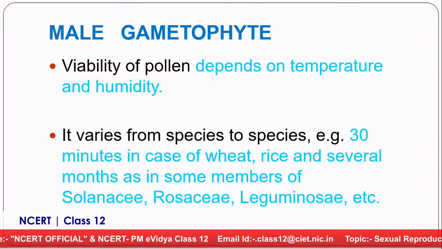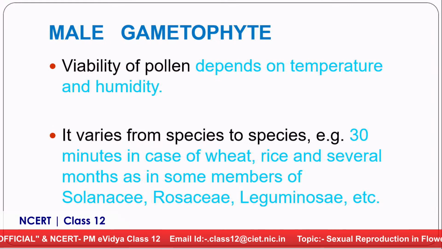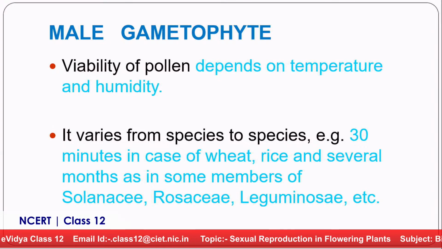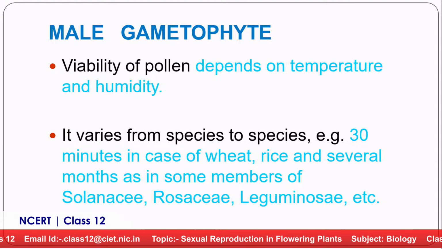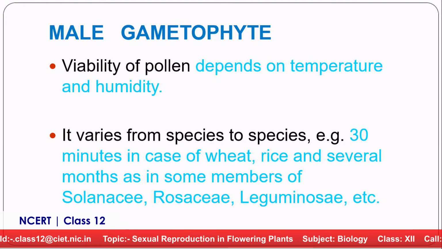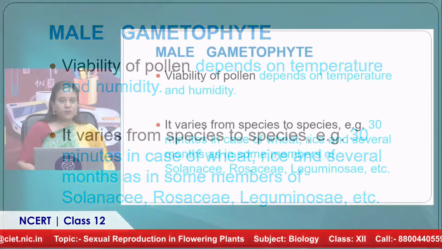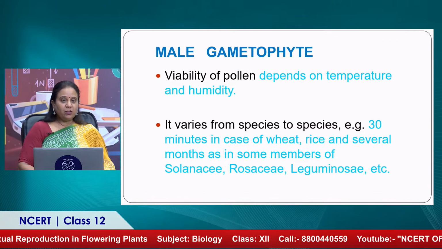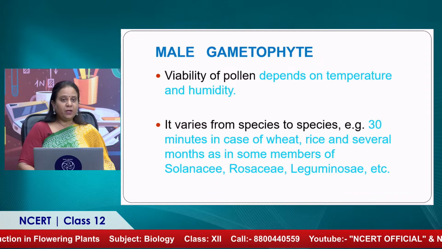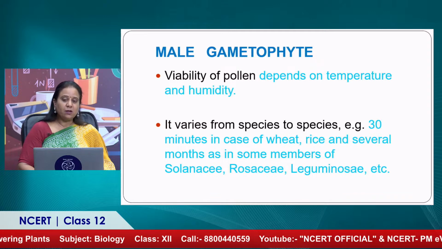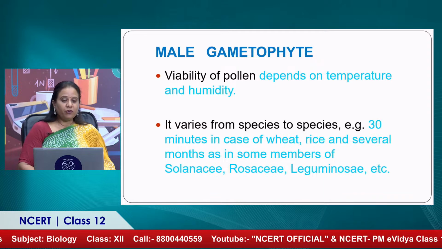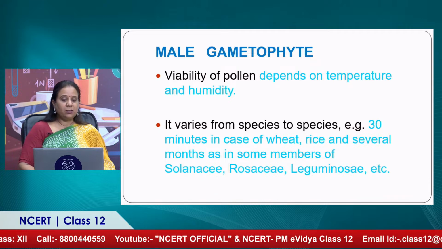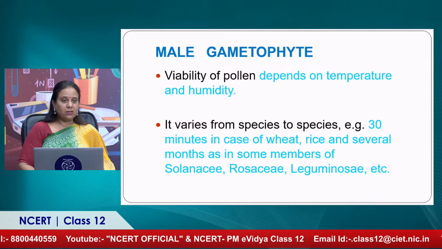वो कितनी देर तक सर्वाइव कर रहा है? कहीं ऐसा तो नहीं कि पॉलन फॉल हुआ है स्टिग्मा पे और इमीडिएटली वो डाई हो गया. सो उसका जो वाइबिलिटी पीरियड होता है it depends upon the temperature and humidity. It varies from species to species. As the slide says, in the case of wheat and rice, the viability period is approximately 30 minutes, and in the members of the family Solanaceae, Rosaceae and Leguminosae, the viability period is in months as well.